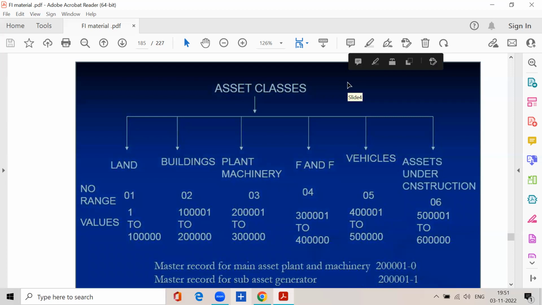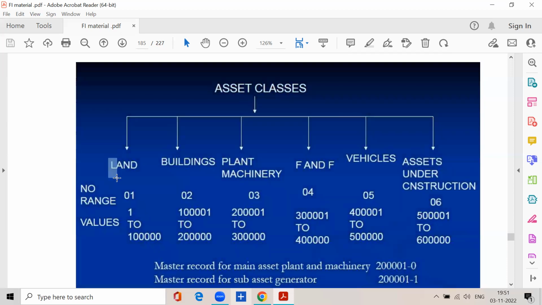Now, the asset master records are created under the respective asset classes. Suppose you have 10 lands, the 10 land master records are created under the land class. You have 25 buildings, so the master records for all the 25 buildings are created under the buildings class. Then you have 30 plant and machineries, and the master records for all the 30 plant and machineries are created under the plant and machinery class and so on.